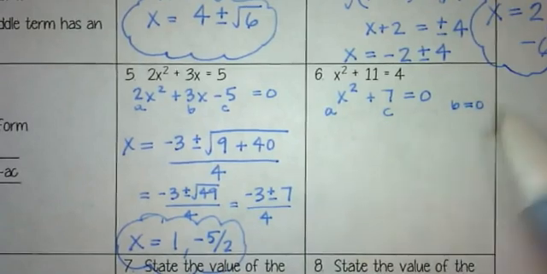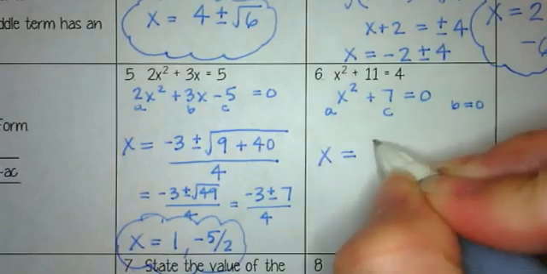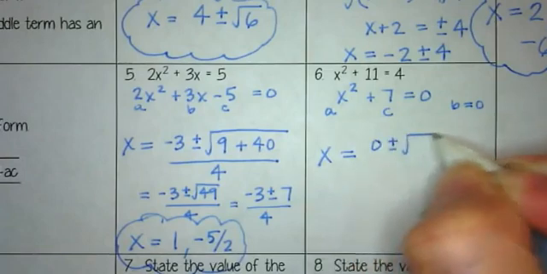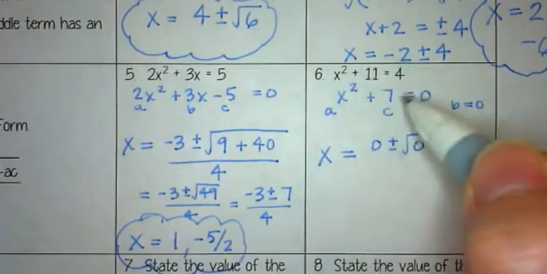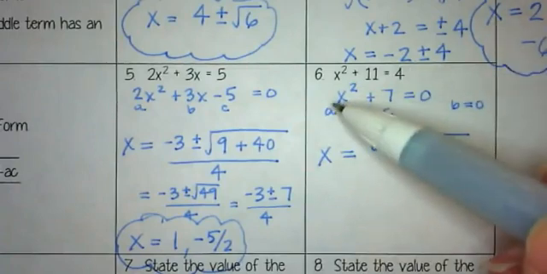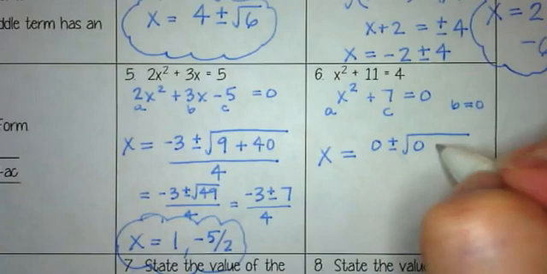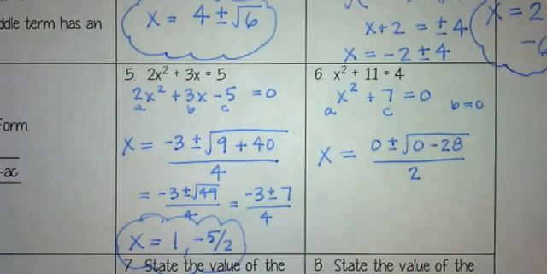Just watching the time on the video, I'm not going to finish this one, but if we fill in what we know, negative B is 0. Then we have plus or minus the square root of B squared, which would be 0, minus 4 times A times C. So that's negative 4 times 1 times 7, which is negative 28. And all of that is over 2A, which is 2. All right, so I'm just going to move on to the next section, which addresses some of that anyways.